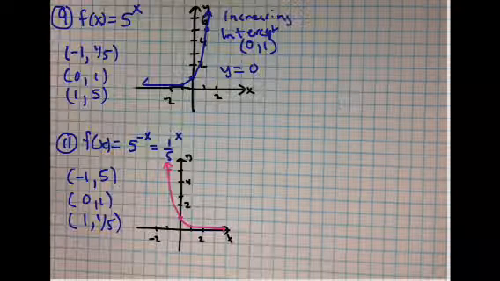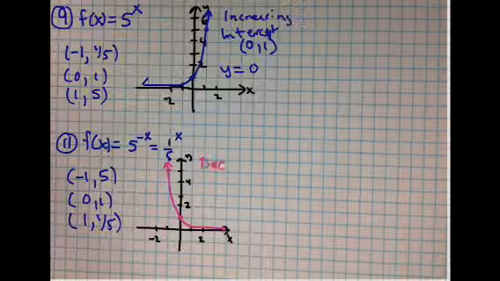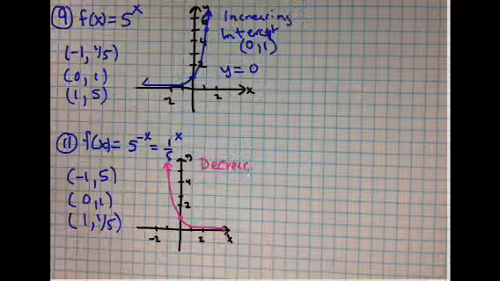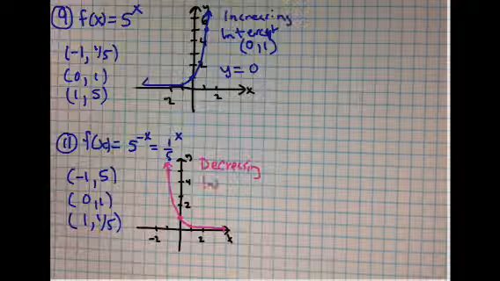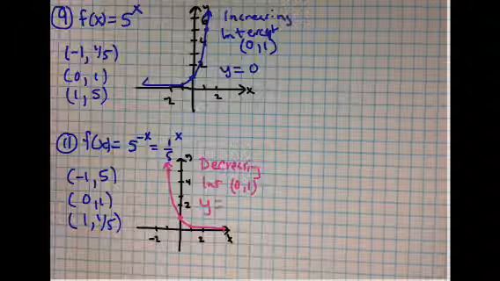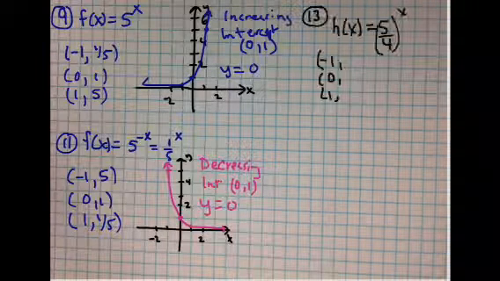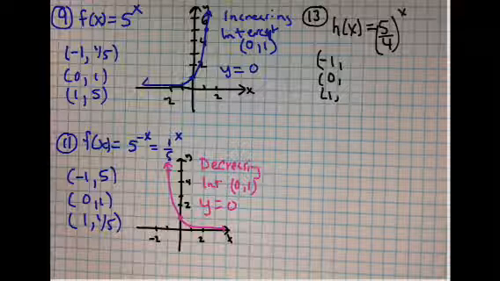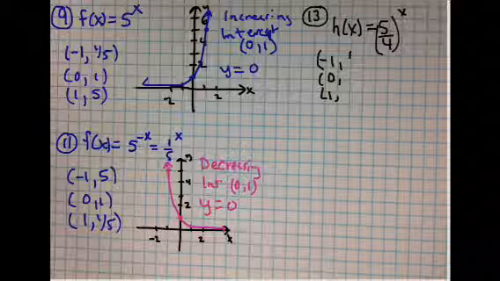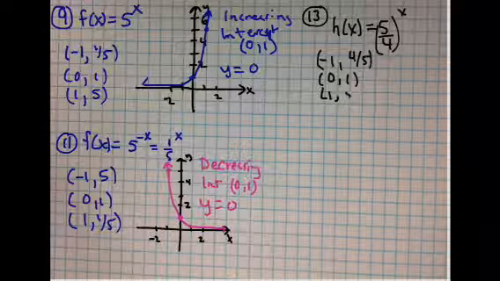Okay, so this is increasing. I'm sorry, take it back. This is decreasing. The intercept is 0, 1, and the horizontal asymptote is y equals 0. So for 13, the reciprocal of 5/4, because for negative 1 it's 1 over b, is 4 over 5, 0, 1, and then 1, b, which is 5 over 4.